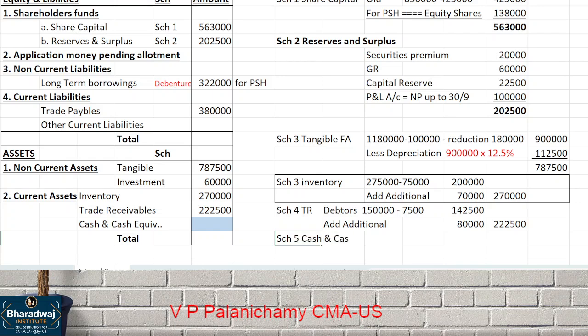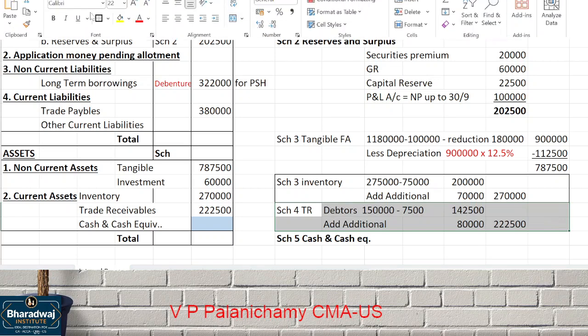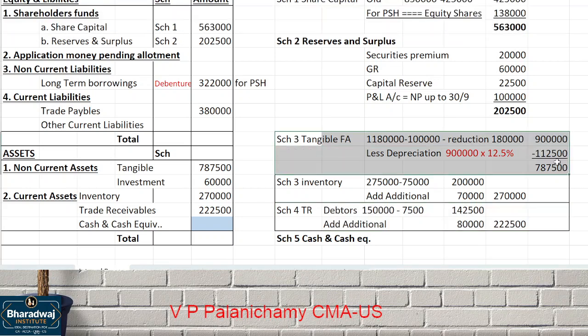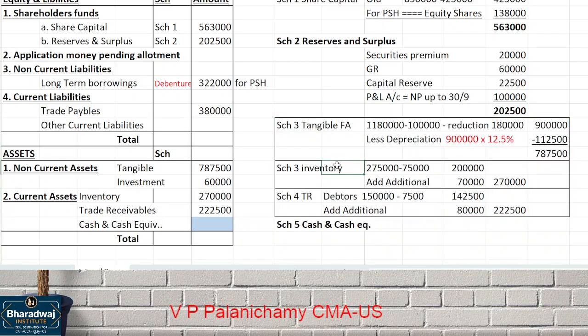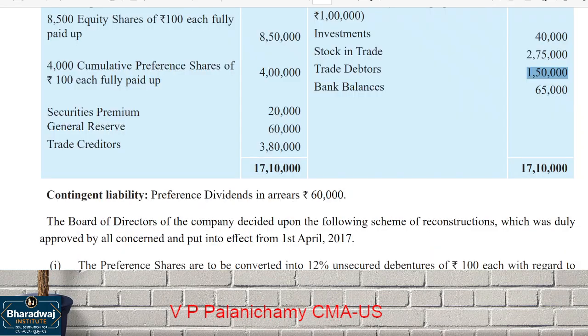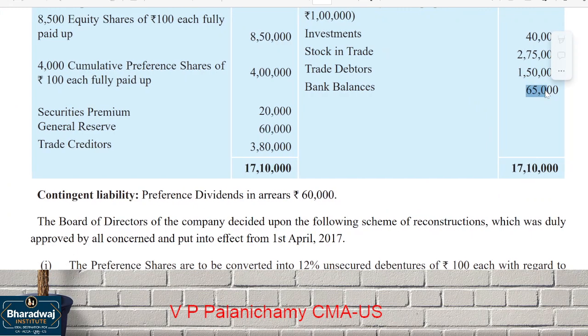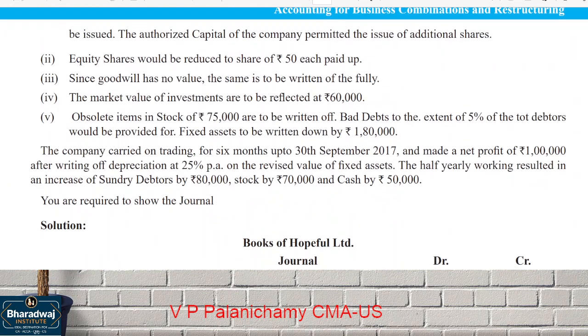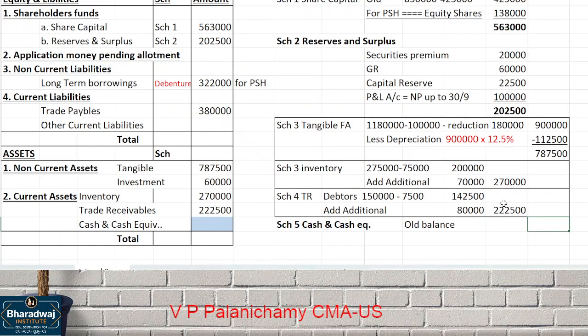Cash and cash equivalents. What is the old balance given? Old balance 65,000. Adjustment: cash increased by 50,000. So the old balance given in the old balance sheet was how much? 65,000. Increase in cash balance how much? 50,000. So 65,000 plus 50,000.